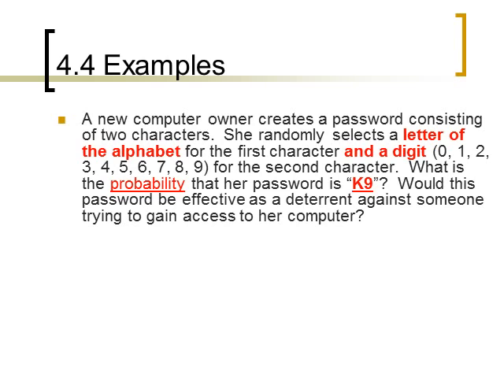Here's our first example where we're going to set up and solve for the probability. A new computer owner creates a password consisting of 2 characters. She randomly selects a letter of the alphabet for the first character and a digit 0, 1, 2, 3, 4, 5, 6, 7, 8, 9 for the second character. What is the probability that her password is K9? And would this password be effective as a deterrent against someone trying to gain access to her computer?